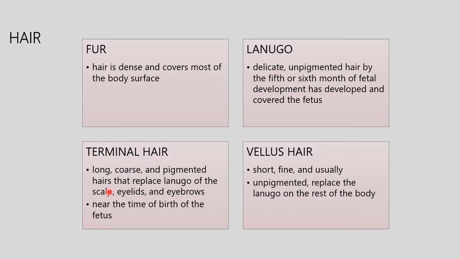Your terminal hair are long, coarse, and pigmented hair that replace lanugo of the scalp, eyelids, and eyebrows. And these appear near the time of birth, no, of the fetus. So as the fetus matures, lanugo is replaced with terminal hair. While your vellus hair are short, fine, and usually unpigmented, replace the lanugo on the rest of the body. Okay, your terminal hair are only on this part, your scalp, eyelids, and eyebrows. Ito yung vellus hair in the rest of the body.